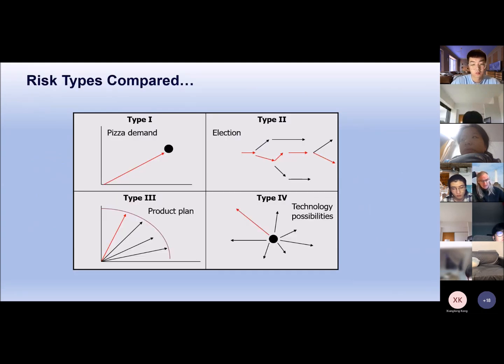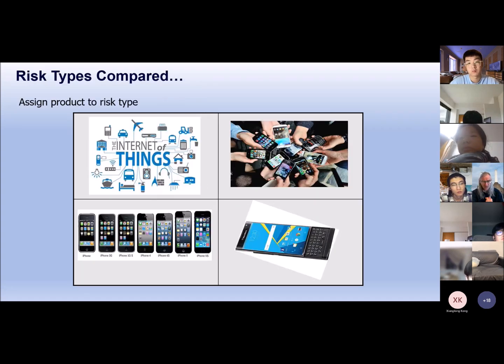Right, so that's just a graphical illustration of the different types of risk. Let's have a look at some products. So starting at the top left, Internet of Things. The Internet of Things, if you don't know about this, is a whole new use for the internet, where instead of human beings interacting, it's basically two machines.